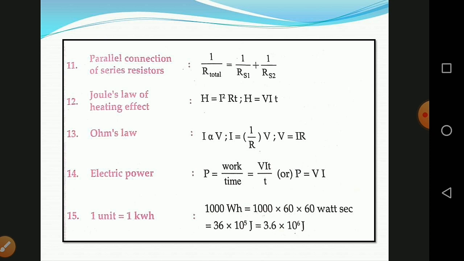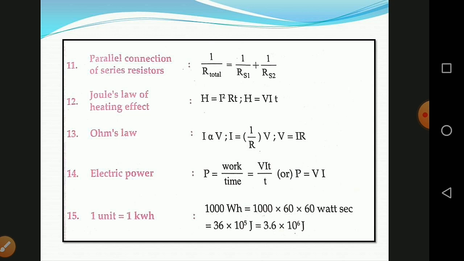Next is Ohm's law. Ohm's law says V is equal to IR. That means I is directly proportional to V, and 1 by R is the proportionality constant. So I is equal to 1 by R into V, and V is equal to IR.